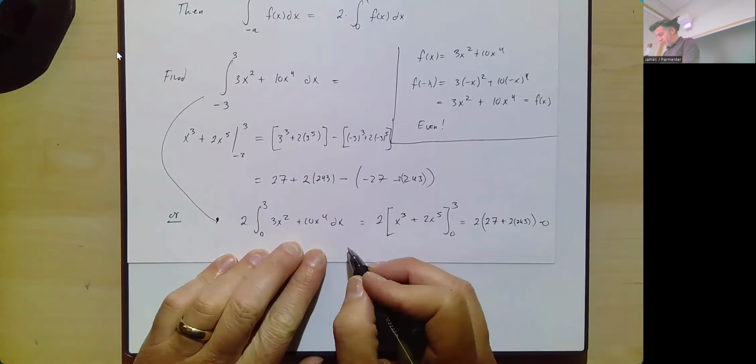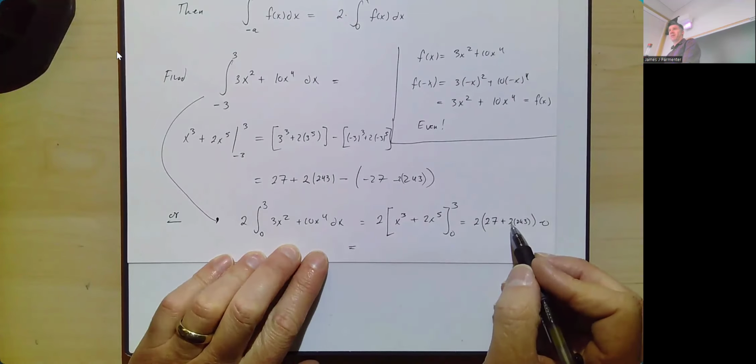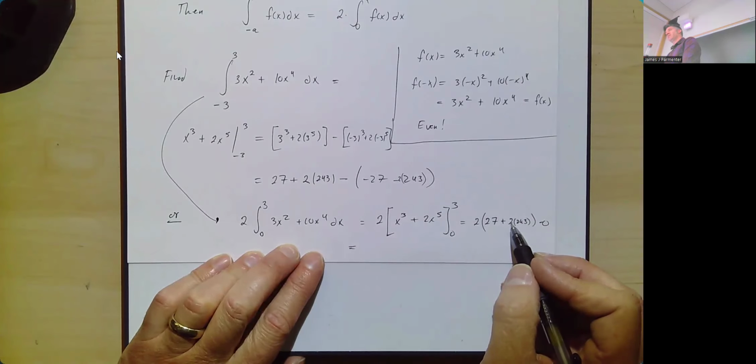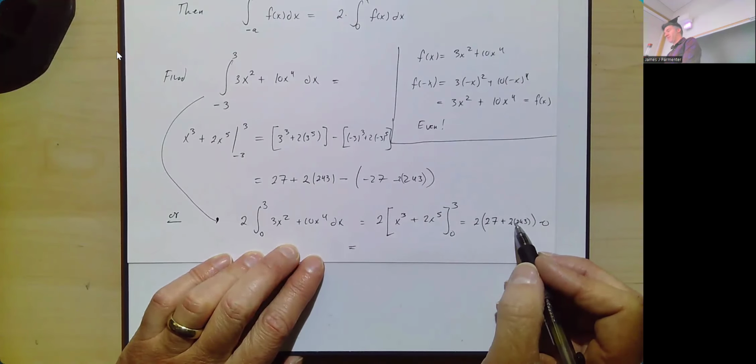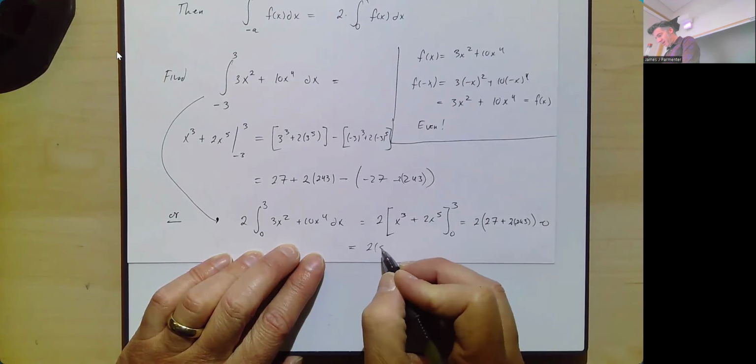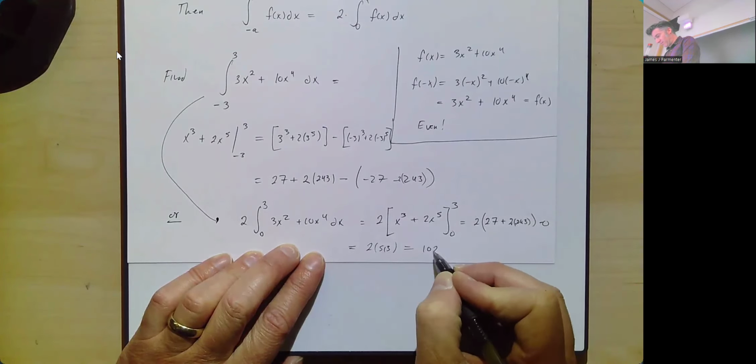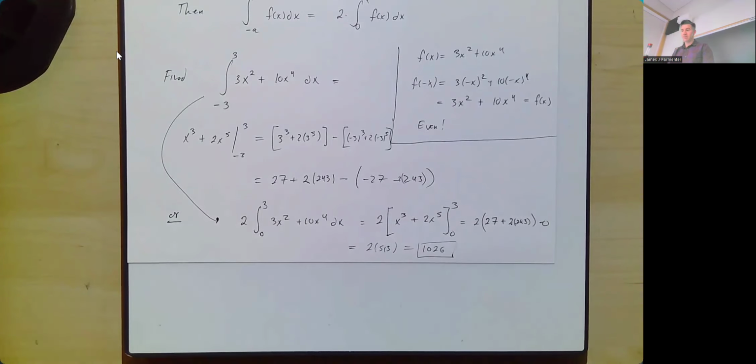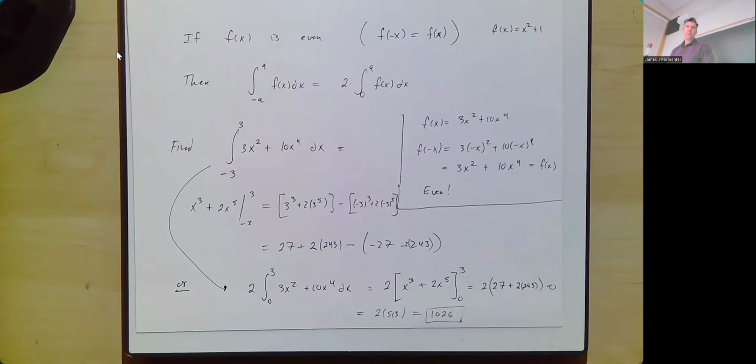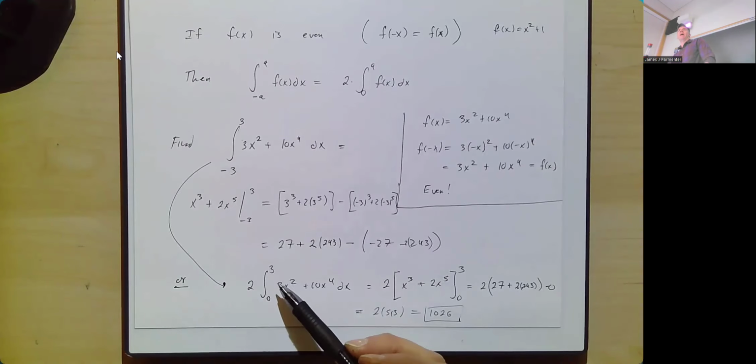Either way, we should get whatever we get. 2 times 243 is 486, plus 27 is 513. I picked not great numbers. I'm sorry about that. 1026. So odd functions are certainly more useful when it comes to integration, but sometimes even functions show up and it is nice to be able to make it a little bit easier. A lot of times in textbooks or in solutions manuals, you'll see them jump from this integral to 2 times this integral. What are they doing? They're using the fact that it's an even function when they do that.